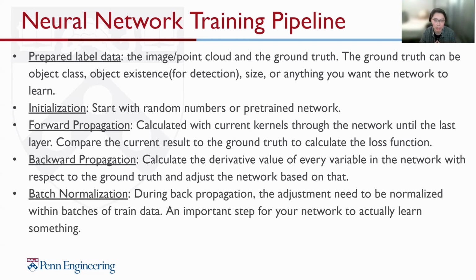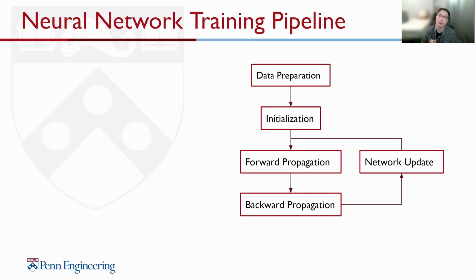So during the back propagation, batch normalization is usually done. The batch normalization is that the adjustments we need to do on the neural network need to be normalized within a batch of training data. For example, if we have 100 images, we can have a batch size of 10. So when we do the back propagation, we need to normalize the changes we want to do within these batches. This is an important step for your network to really learn some general knowledge of the things that you want to learn.